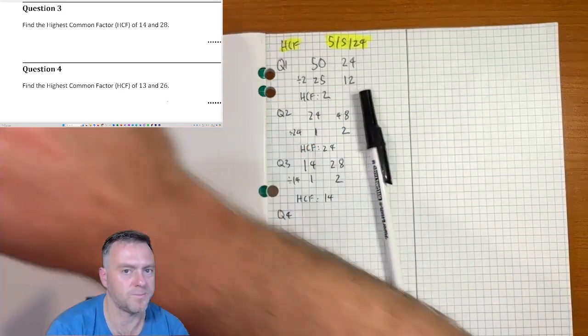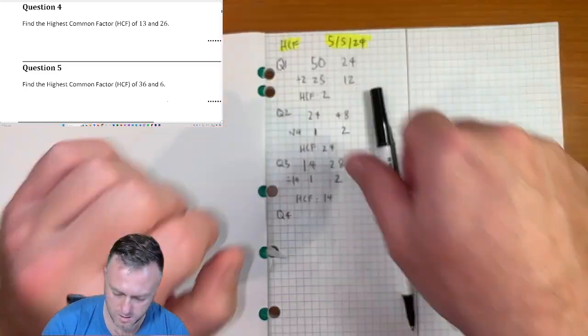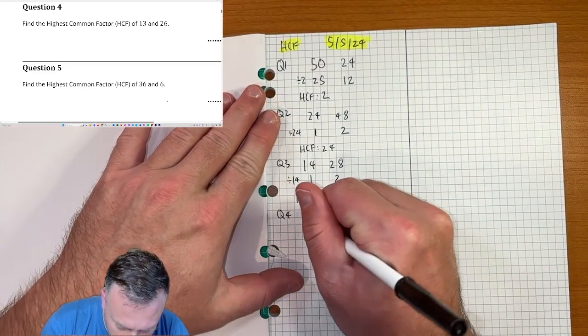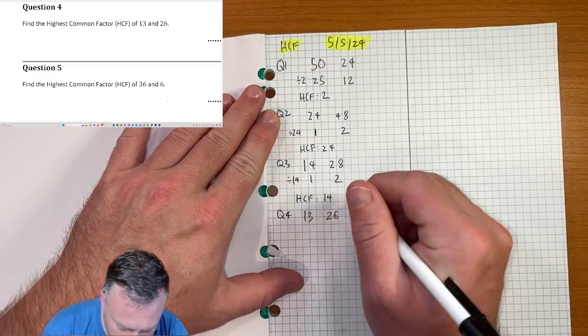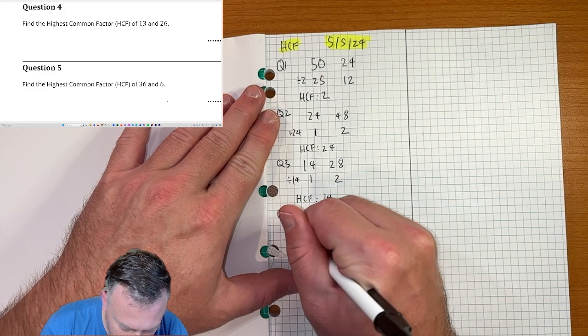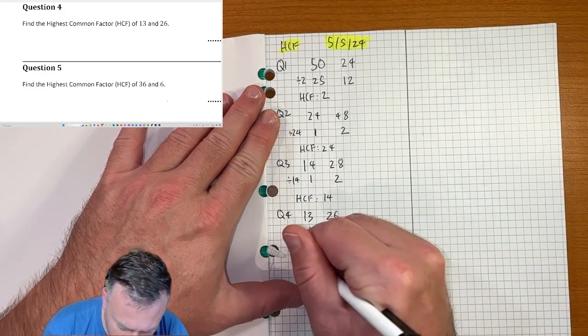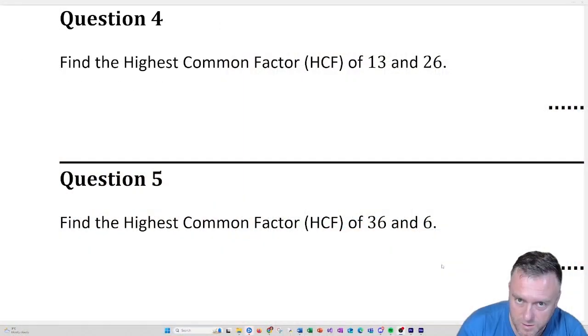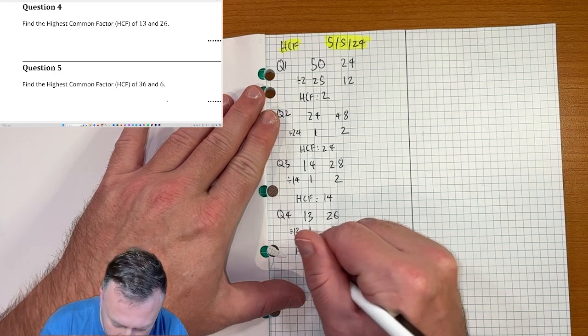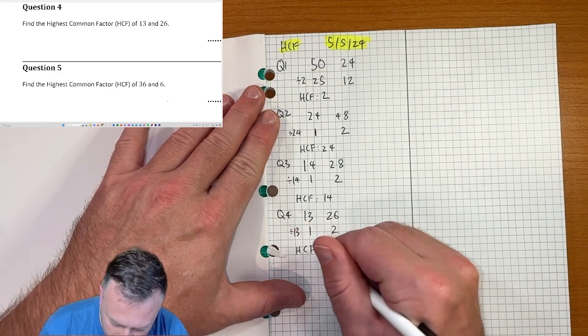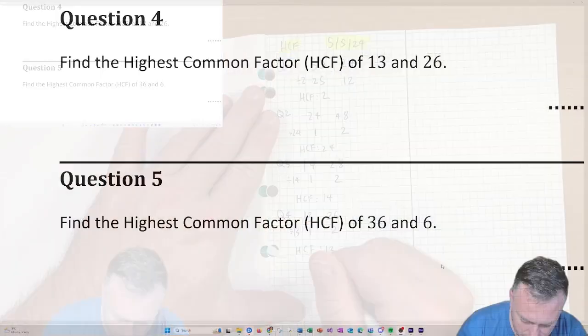Question 4. We've got 13 and then 26. So I divide them both by 13 and get 1 and 2. So highest common factor in this case is 13.